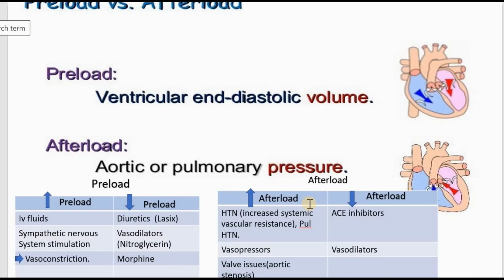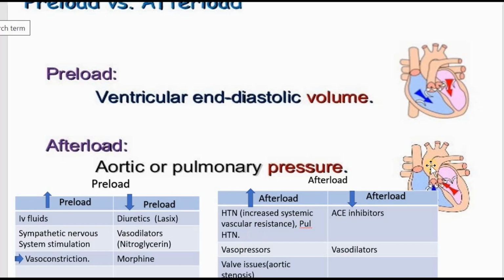Now let's see what is afterload. So afterload is the pressure. It can be aortic pressure because the left ventricle pumps blood into the aorta, or it can be the pulmonary pressure because the right ventricle pumps blood into the pulmonary, into the lungs. So it can be pulmonary pressure. So it is the pressure. What can increase the afterload? One is hypertension or pulmonary hypertension.